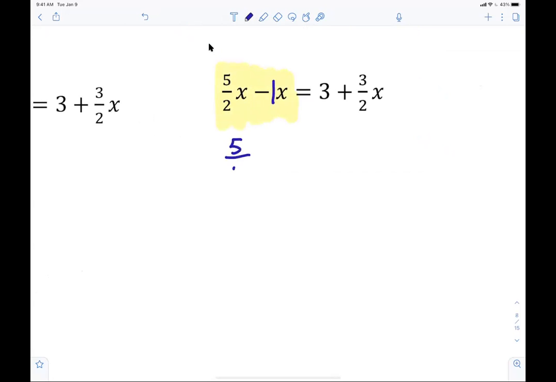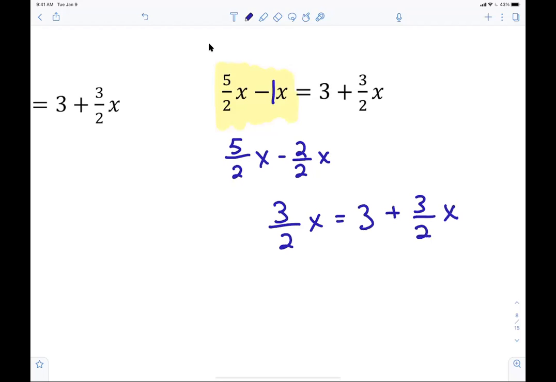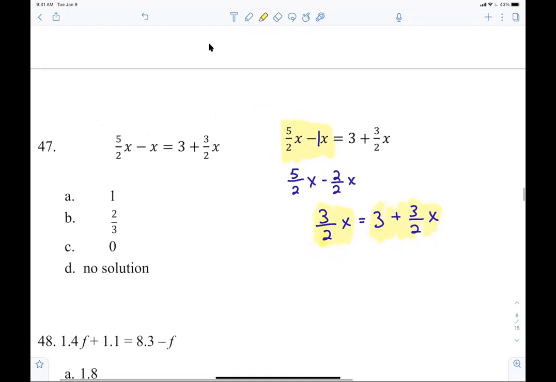So I want everybody to think that 5 over 2x minus 2 over 2x. So what does that equal? Say it. Yes, 3 over 2x. Oh, now we should see something. So what is this answer? Say it. Yeah, because everything cancels. 3 over 2 can't be 3 over 2 plus 3. Right, so that's no solution.